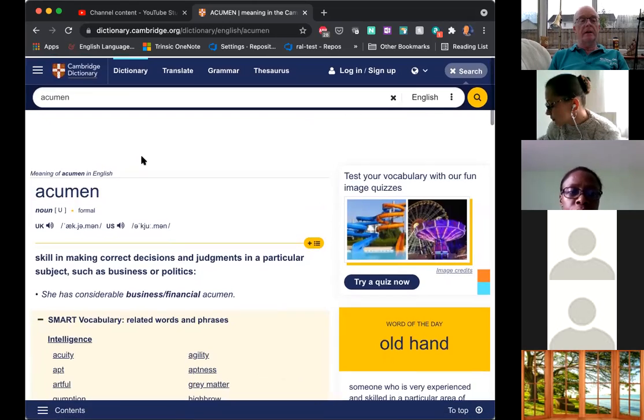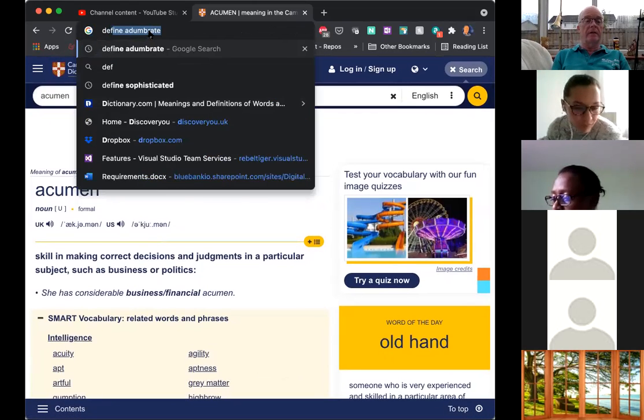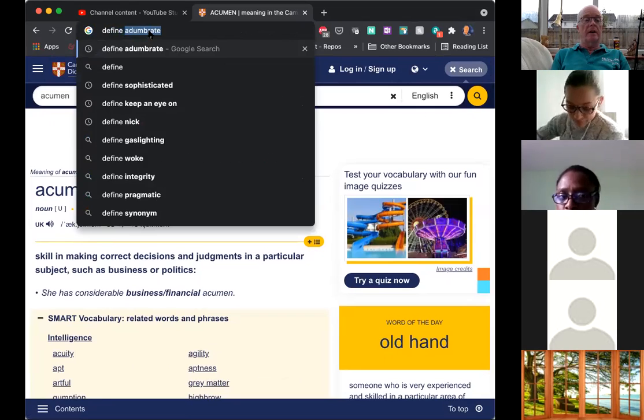Let's look at a different definition. Define acumen.